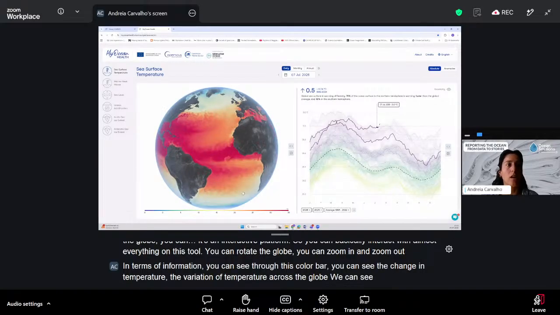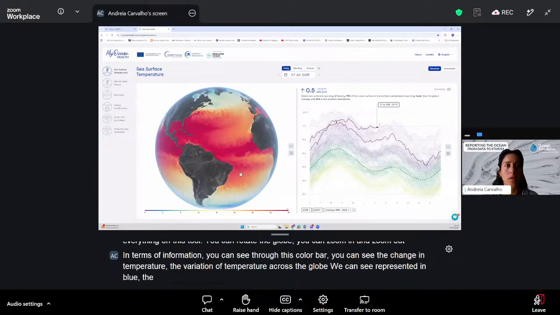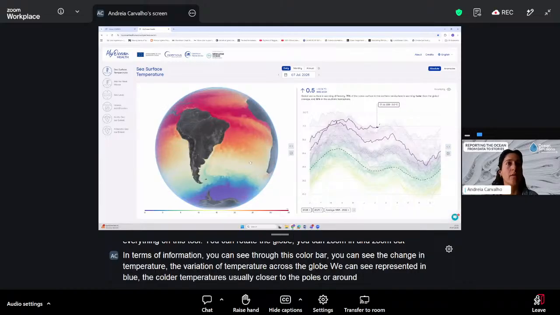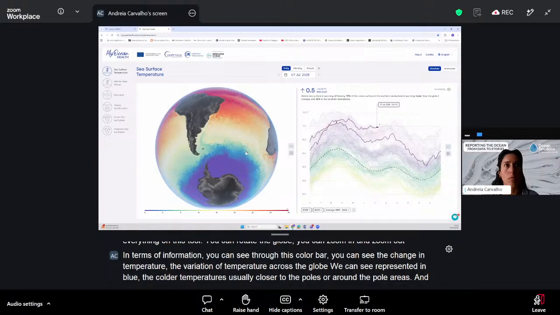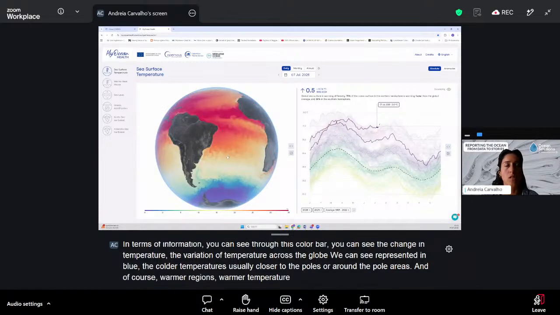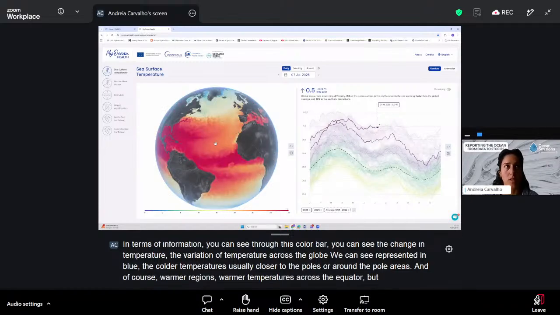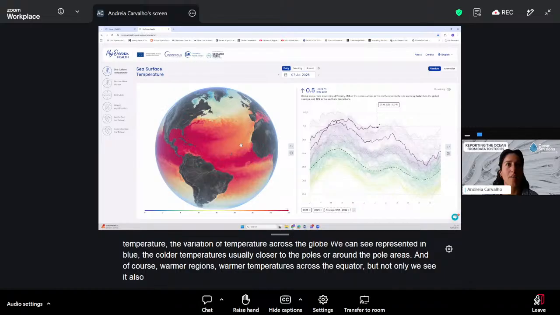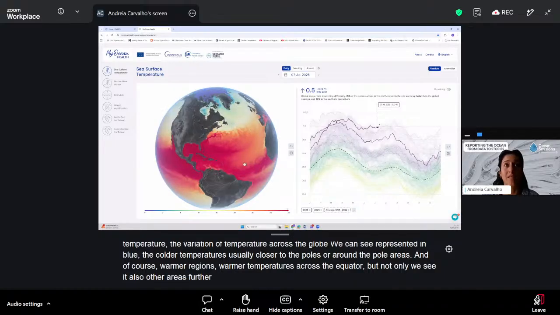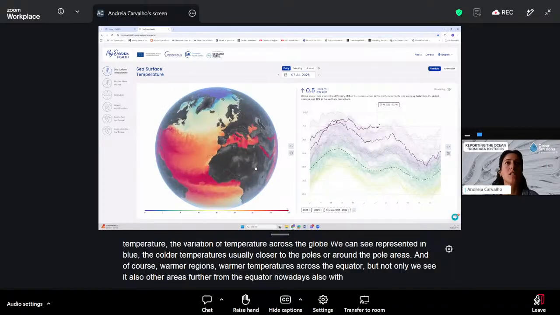We can see represented in blue the colder temperatures, usually closer to the poles or around the pole areas. And of course, warmer regions, warmer temperatures across the equator, but not only. We see it also in other areas further from the equator, nowadays also with warmer temperatures.